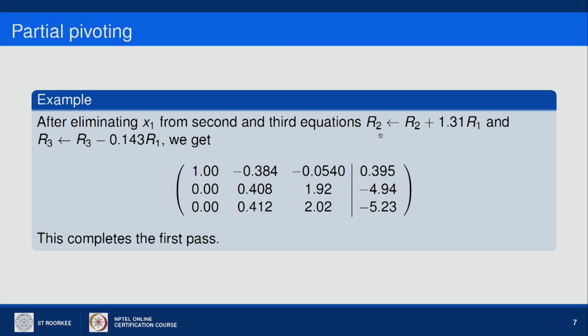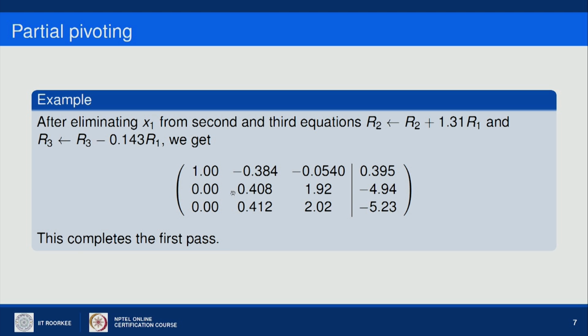So, for this I will replace the second row, that is R2, by R2 plus 1.31 times R1, and R3 I will replace by R3 minus 0.143 times R1. So, after doing these two operations I will get this particular matrix. Here you can see in the first column, in the first row I have the pivot entry as 1 and the rest of the entries below the pivot element are 0. So, this completes the first pass of the Gaussian elimination method with partial pivoting.